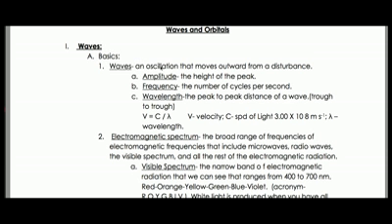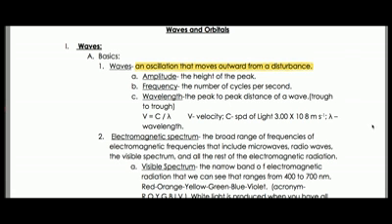Well, waves are oscillations that move outward from a disturbance. Okay? There's two types: standing and traveling waves. Basically, for standing waves, we'll talk about this again later, the peaks and troughs do not move horizontally. That would be like a guitar string. And a traveling wave would be like a wave in the ocean, where the peaks and the troughs move horizontally.